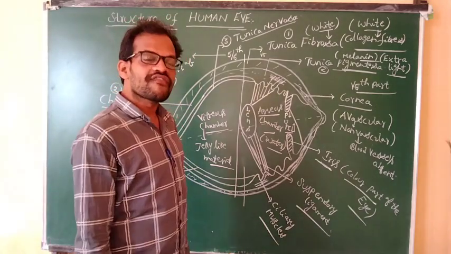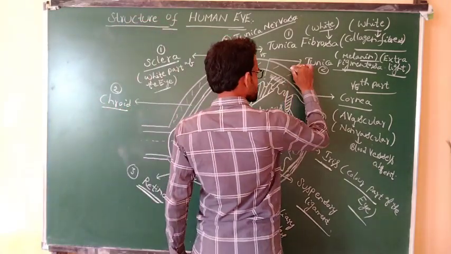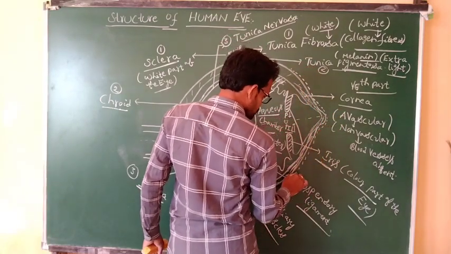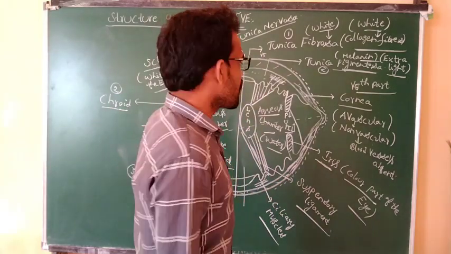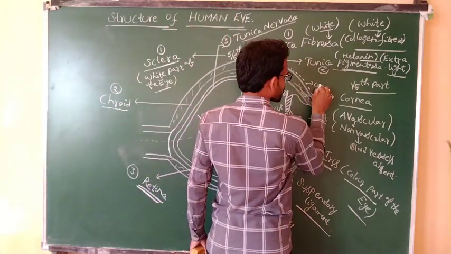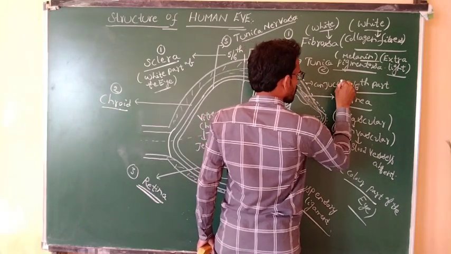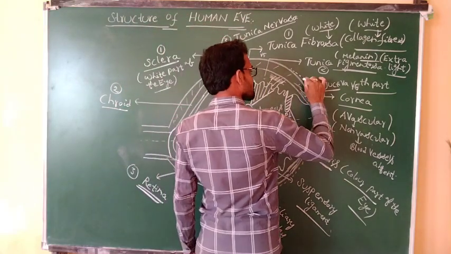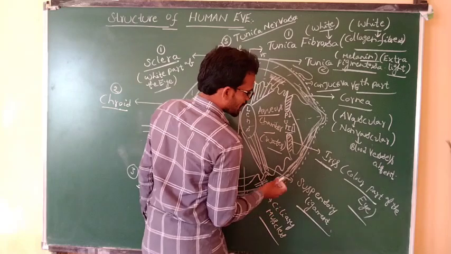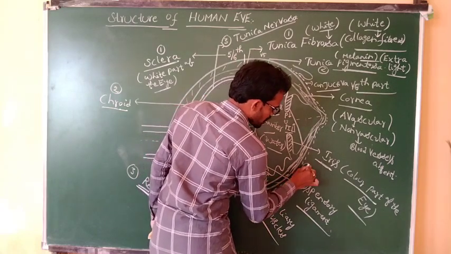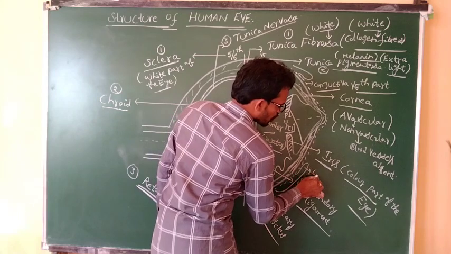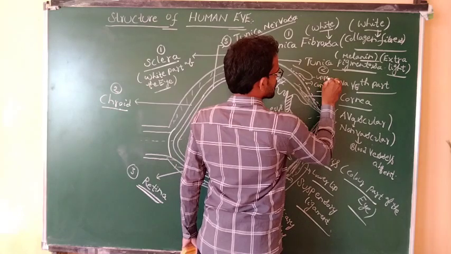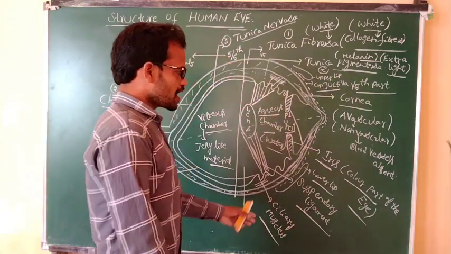The thin transparent portion of the eye is known as the conjunctiva. What is the portion? The thin transparent portion is known as the conjunctiva. This conjunctiva is protected by the upper lid and the lower lid.